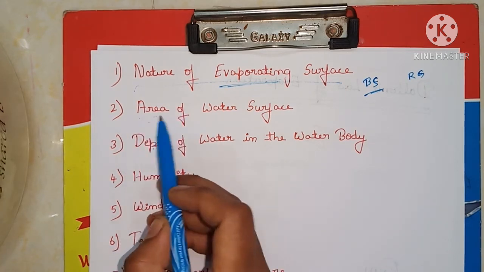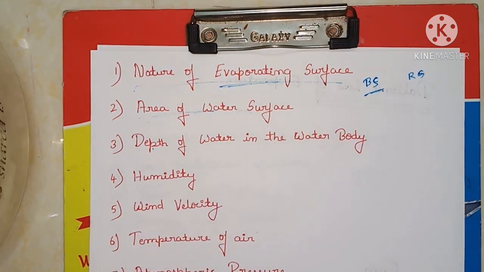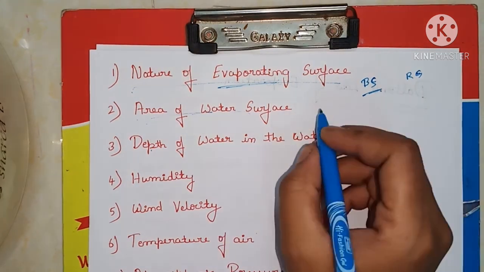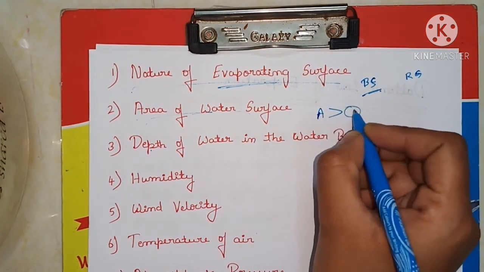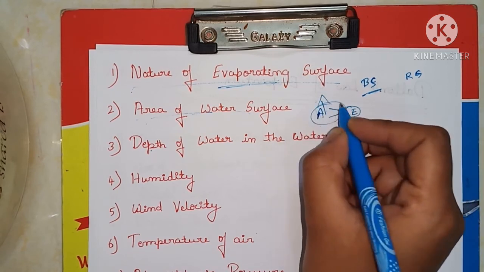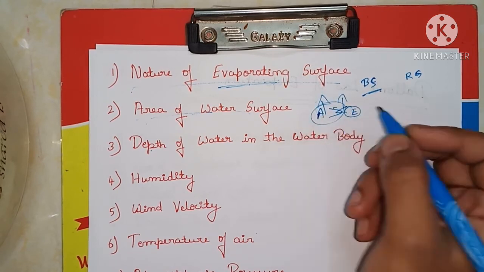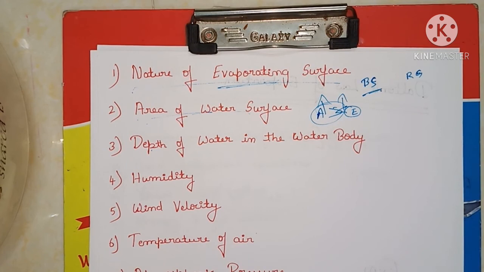The second one is area of water surface. The evaporation loss directly depends on the area of water surface. Greater the area, the loss will be more. It depends on the area also.